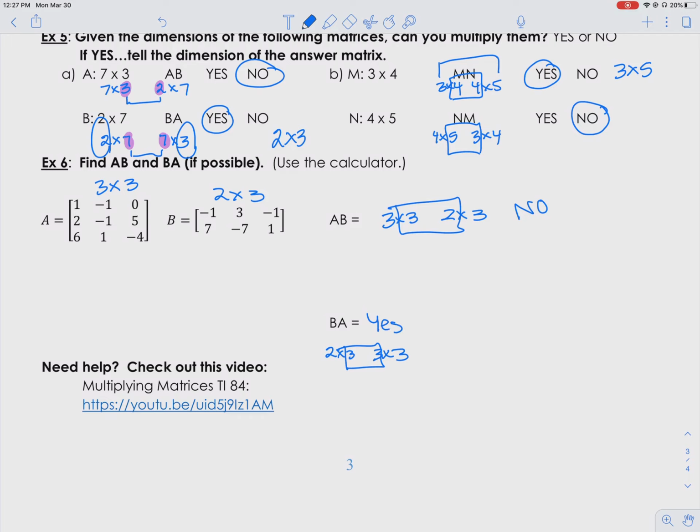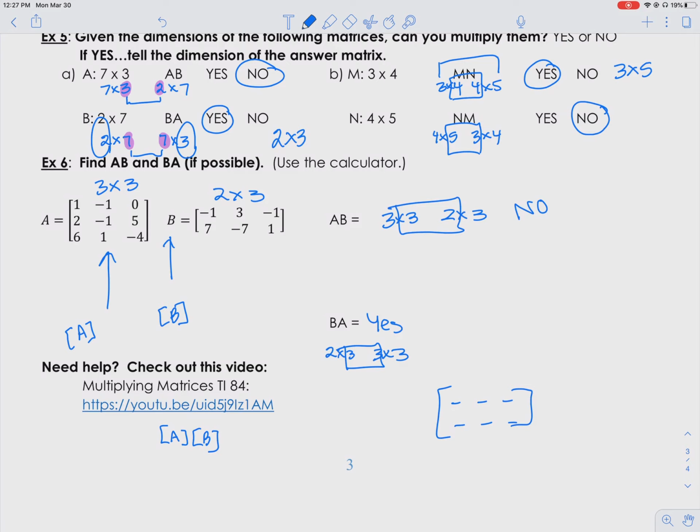Now, how exactly do you do that? Well, you have to put A in your A matrix. I would suggest keeping the names the same. Put your B one in your B matrix. And then on your calculator, you're going to have it say A times B and hit enter, and it will give you a 2 by 3 matrix. It'll have a 2 by 3 matrix, okay?